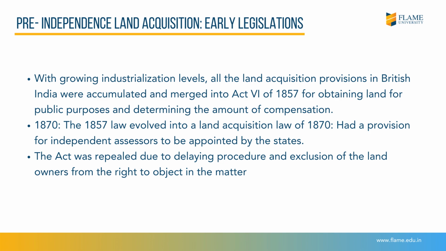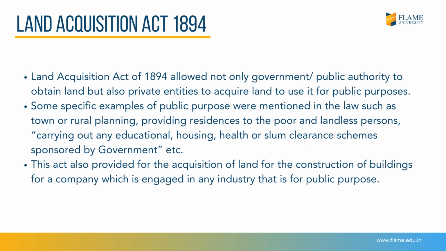This law had a provision for independent assessors to be appointed by the state. However, the act was repealed due to delaying procedures and exclusion of the landowners from the right to object in the matter. Further, the Land Acquisition Act of 1894 allowed not only government or public authority to obtain land, but also private entities to acquire land to use it for public purposes.